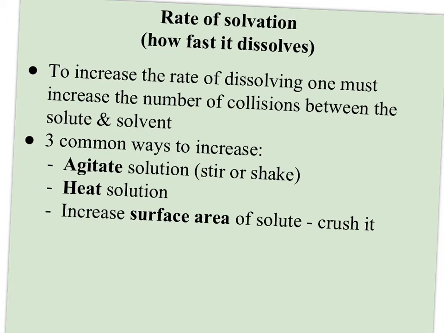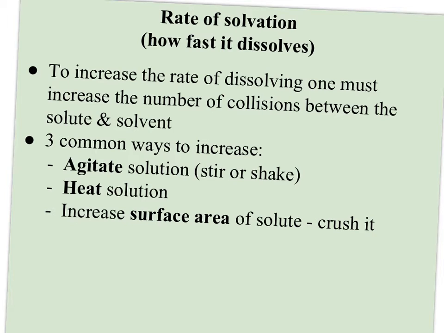So the rate of solvation is how fast it dissolves. You can't change whether something's going to dissolve or not without actually changing the substance, but you can change how quickly it dissolves. And to do that, you have to increase the number of collisions between the solute and the solvent. Because remember, this is all about the solvent getting into the solute and carrying it away, spreading it out equally in the solution. So the three common ways to increase it, you could probably come up with these on your own, because certainly there's been enough times when you've been cooking that you've been trying to get things to dissolve.